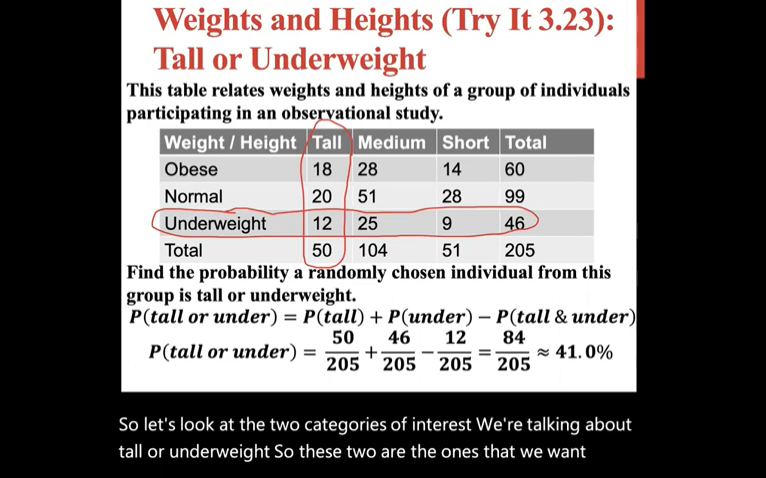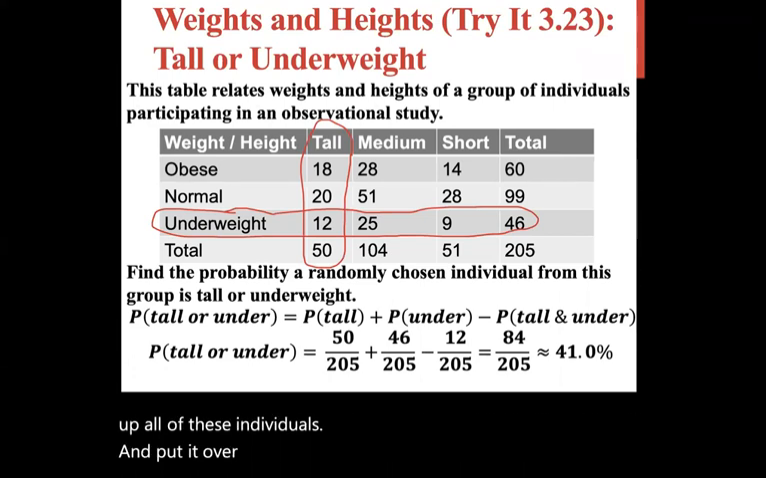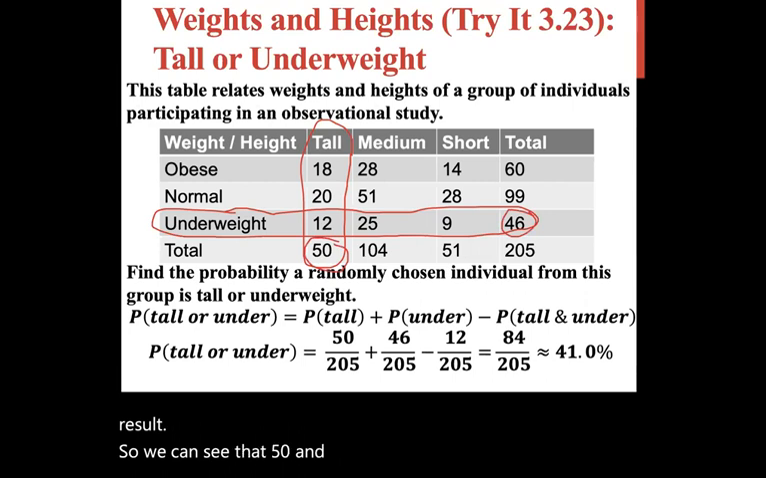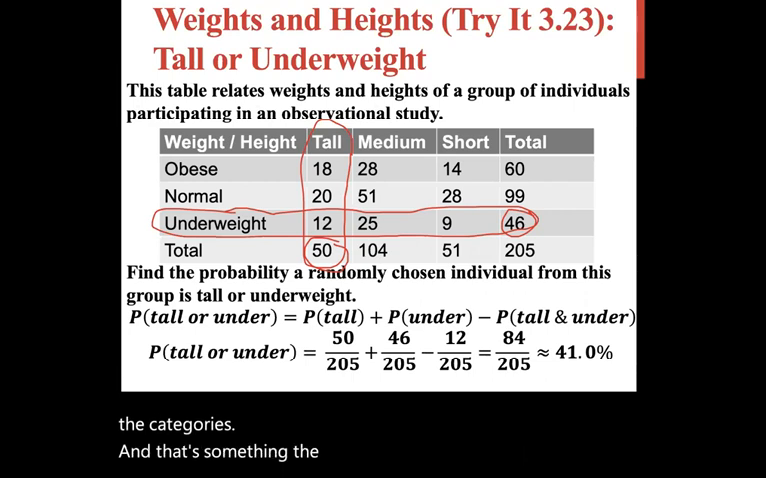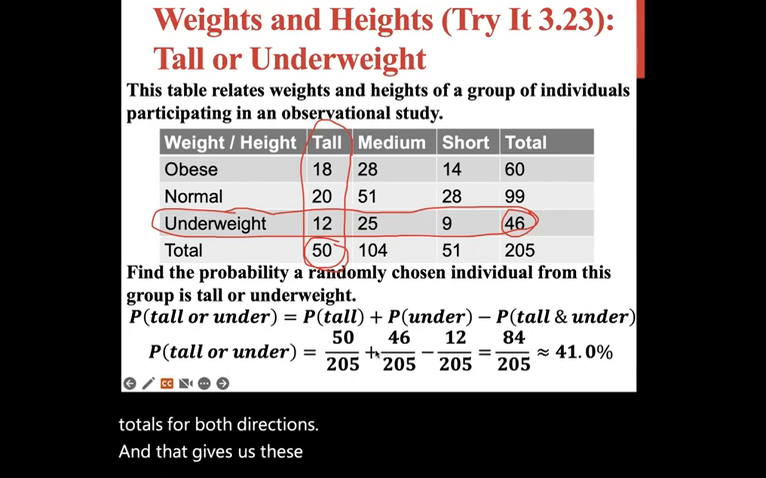We want to add up all of these individuals and put it over the total, and that's how we're going to get our result. So we can see that 50 and 46, those are our 2 totals for each of the categories. And that's summing the column and summing the row. So the tall is in the column, underweight is in the row. We have 2 totals for both directions. And that gives us these first 2 fractions out of everybody.